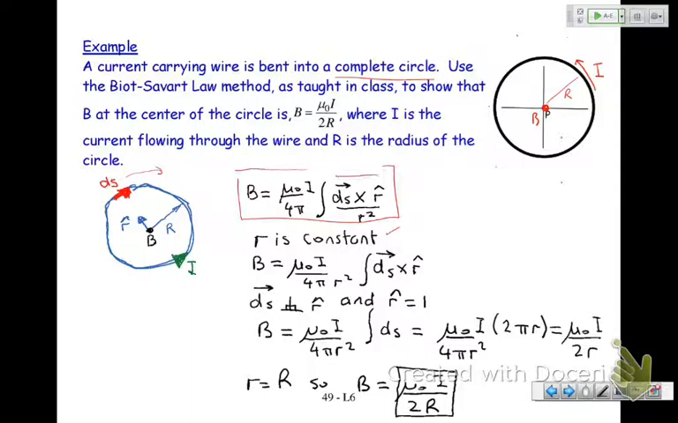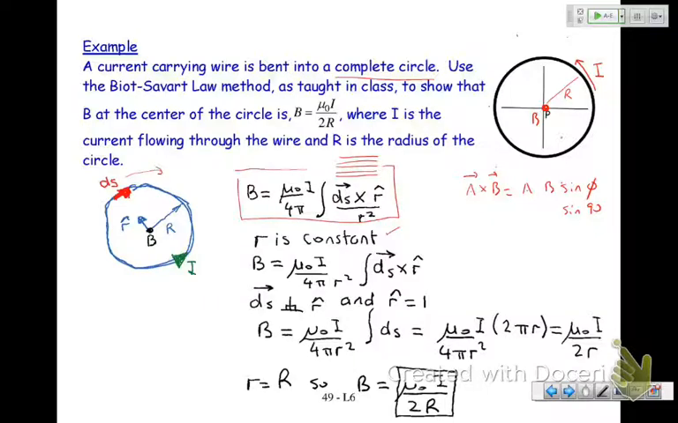And the other thing I want to recognize is that my ds is tangential and r hat is radial. So these two vectors are at 90 degrees to each other by definition for this geometry. And so if I think about it, A cross B is equal to magnitude of A times magnitude of B times the sine of the angle between them. And sine of 90 is going to be 1. So that's kind of nice because that means I can go from having vectors to having magnitudes. And then the other thing I want to recognize is that r hat is a unit vector, so its magnitude equals 1.